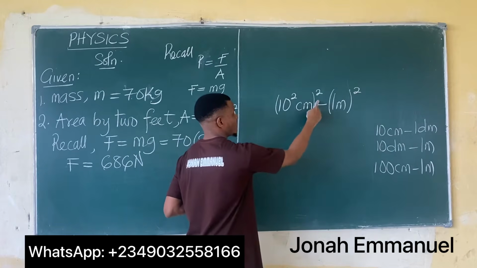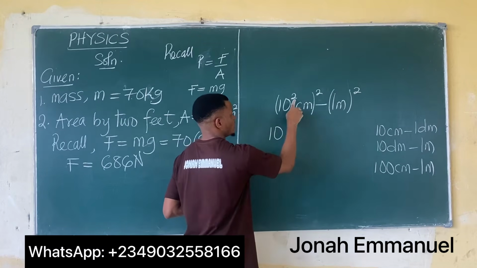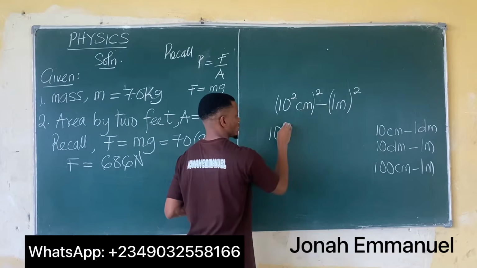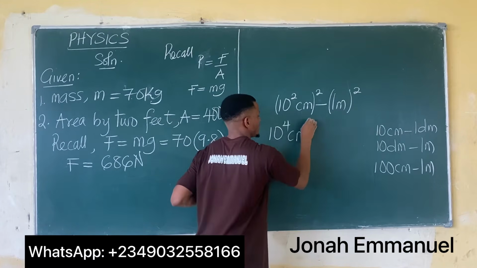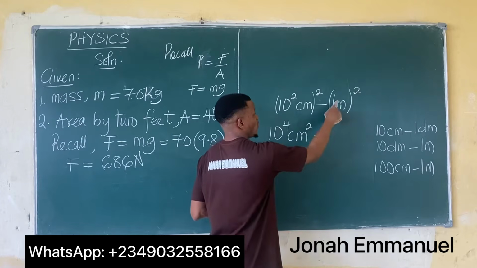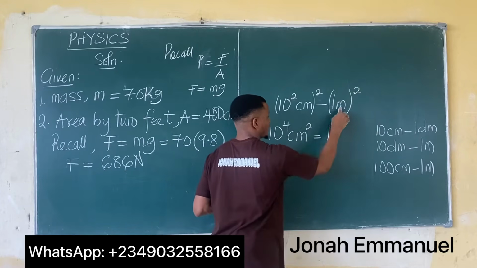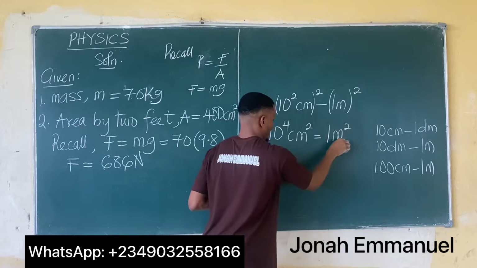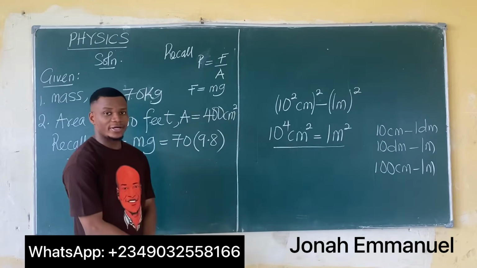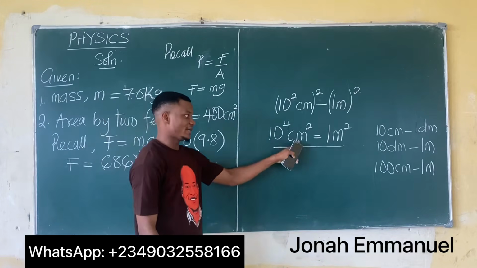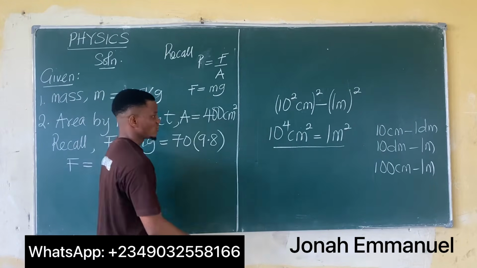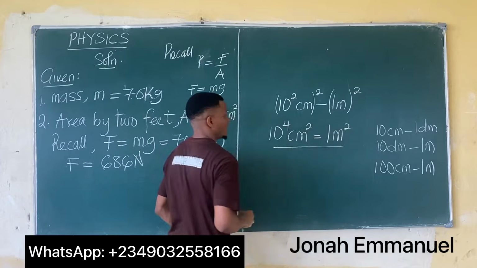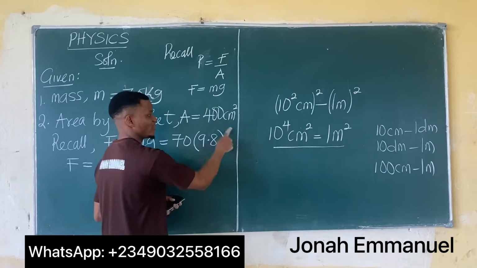From the idea of indices, this becomes 10 to the power of 2 times 2, which gives you 4, then cm square. So 10 to the power 4 cm square is equal to 1 square, which is 1, then meter square. This becomes the proper relation between cm squared and meter squared. The next task will just be to bring this under here.